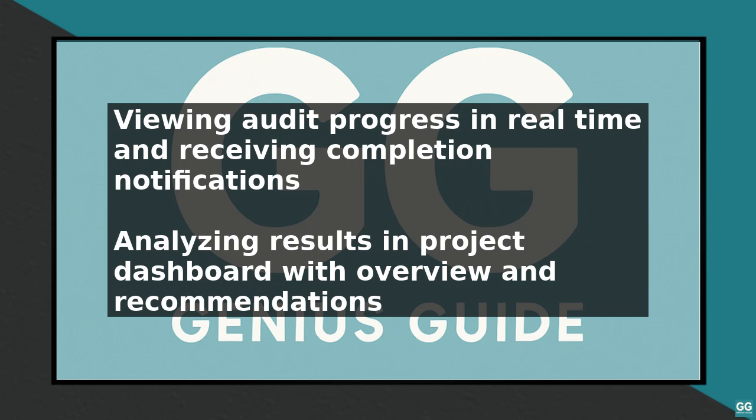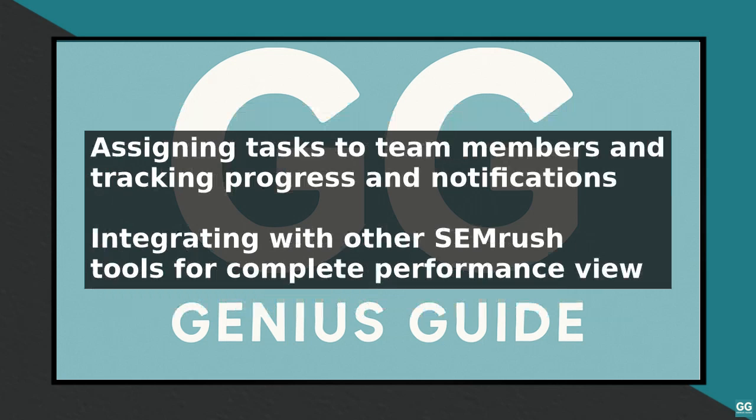To take action on the recommendations, you can assign tasks to team members or create a to-do list. You can also track the progress of the tasks and receive notifications when they are completed. In addition to the audit tools, Semrush projects also integrate with other Semrush tools, such as keyword research and competitor analysis. This allows you to get a complete view of your website's performance and identify areas for improvement.